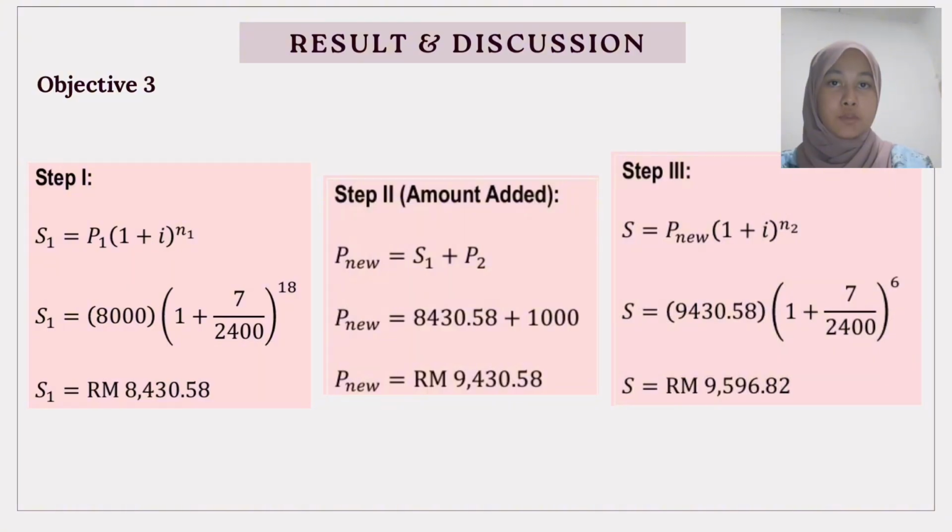The last step in objective 3, we are going to use the formula S equals P new multiplied by (1 plus i) to the power of N2. S equals 9,430.58 multiplied by (1 plus 7 over 2,400) to the power of 6. And the final answer of S, we are going to get RM 9,596.82.